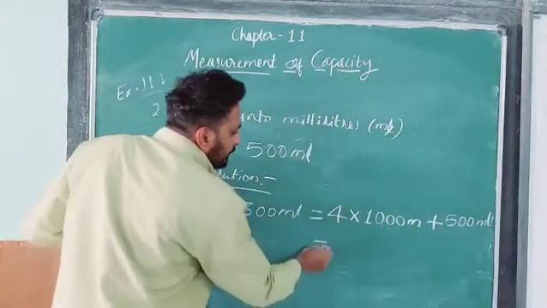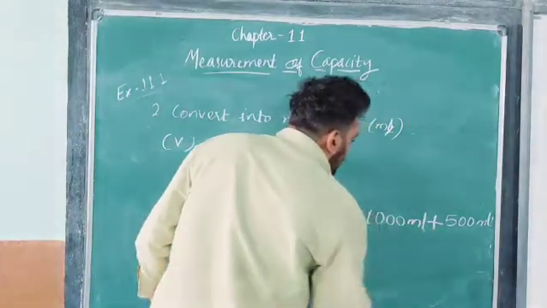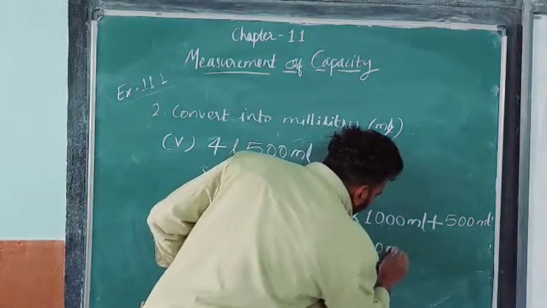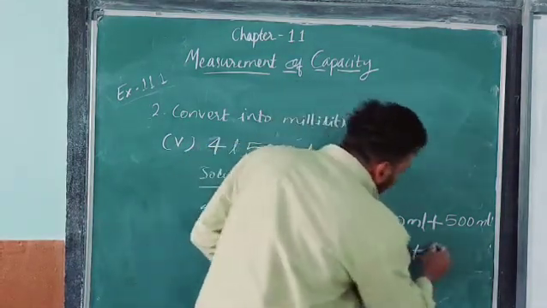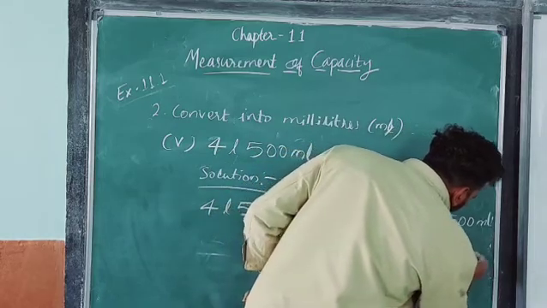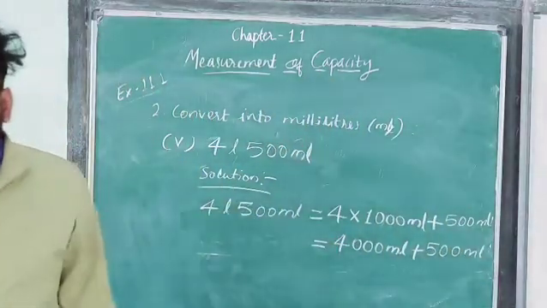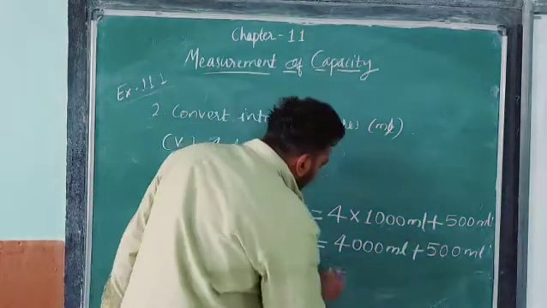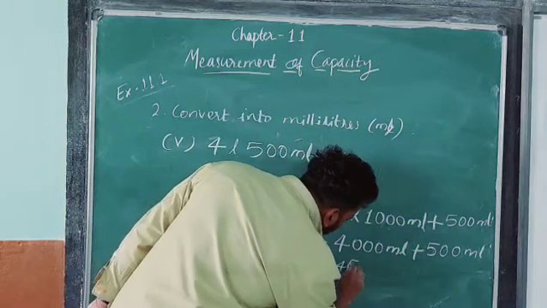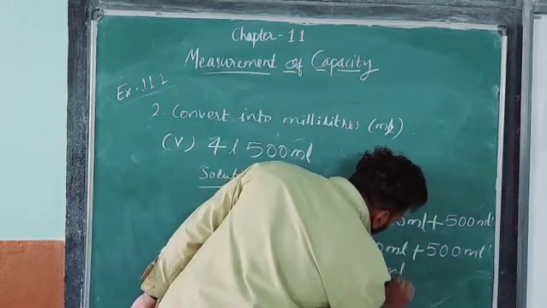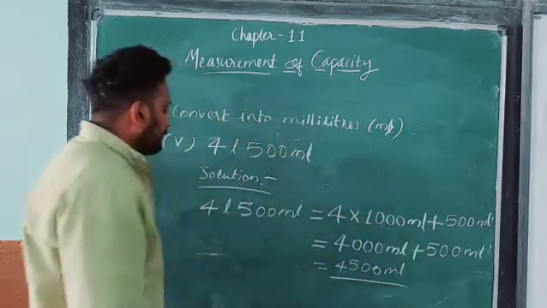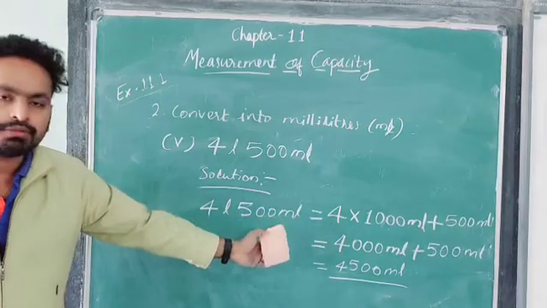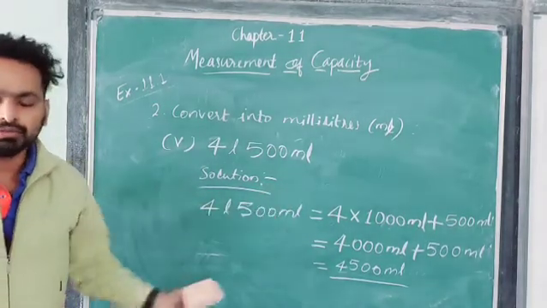So what is 4 into 1000 ml? That is 4000 ml. See, 4000 ml plus 500 ml is equal to 4500 ml. So students, 4 liters 500 milliliters is equal to 4500 milliliters. Understood?